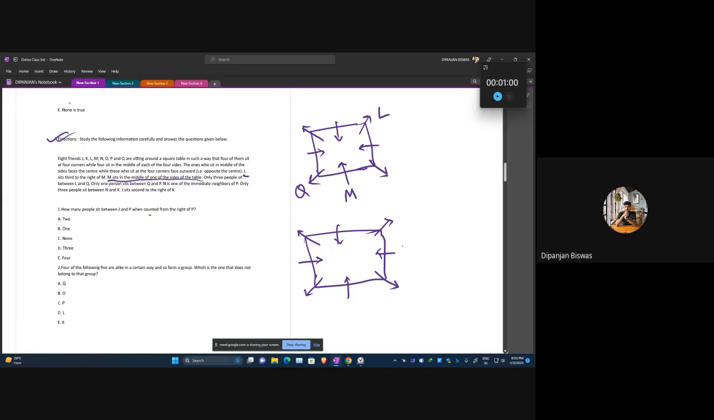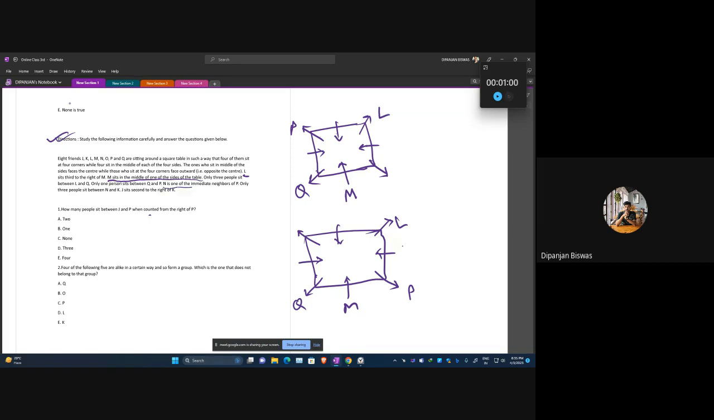Reading the next statement, only one person sits between Q and P. So leaving one person, P can be here. Also leaving one person, P can be here. So just read the next statement. N is one of the immediate neighbors of P. But we cannot figure out anything from this statement, so let us take two possibilities. Q, M is here, L is here. In the next possibility, P should come here, leaving one place gap.